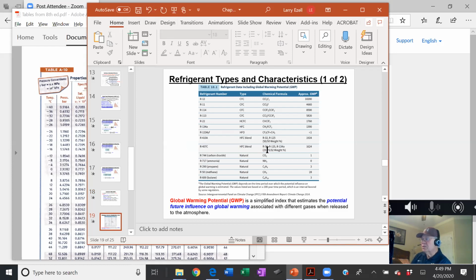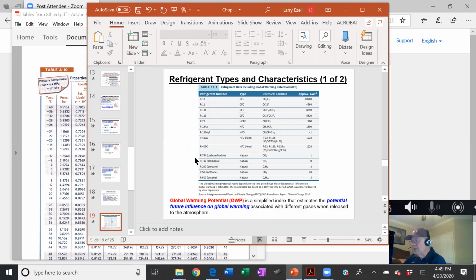This just talks about the types of refrigerant. There's the refrigerant used in residential and commercial systems, R410A, R134A, and R1234. Here are the old refrigerants, R12 and R22. These other refrigerants, like carbon dioxide, I don't know of any system that uses those.